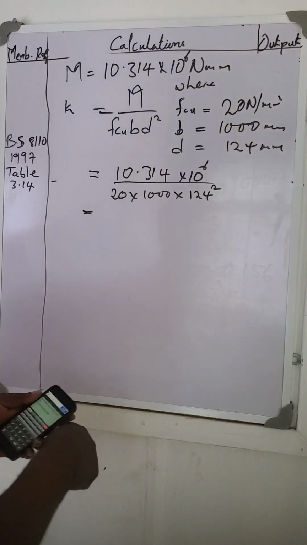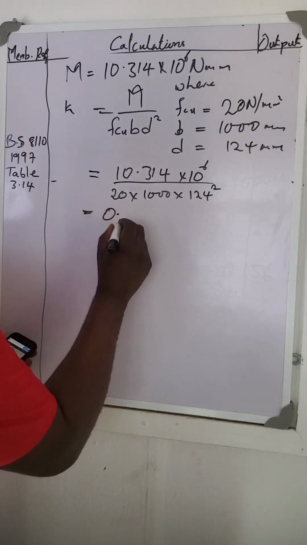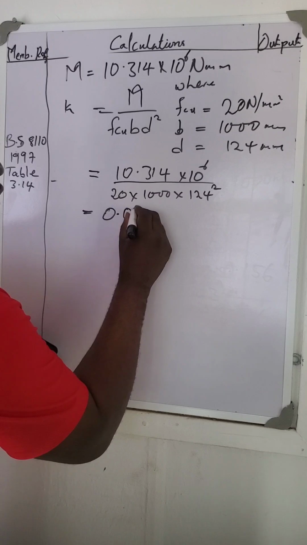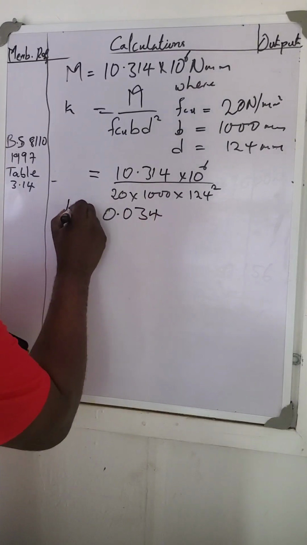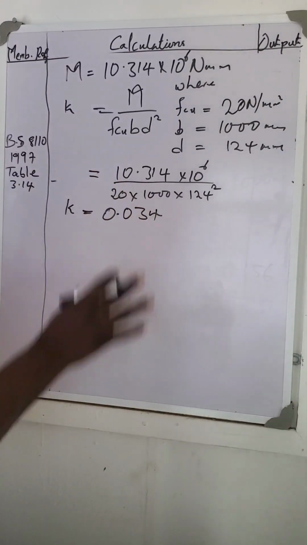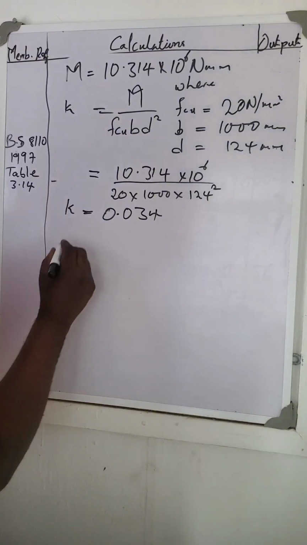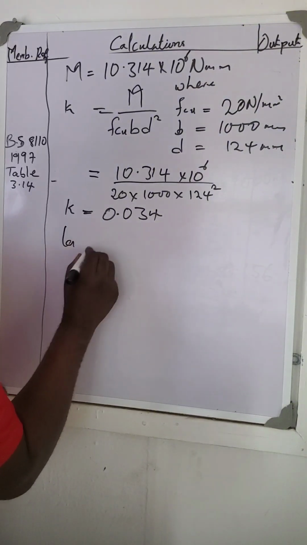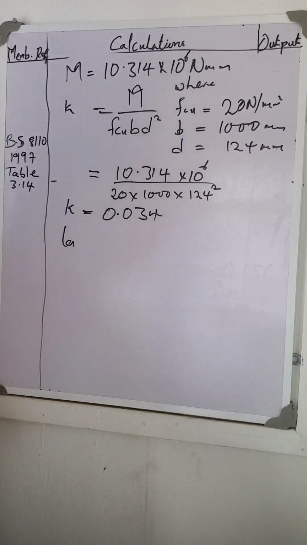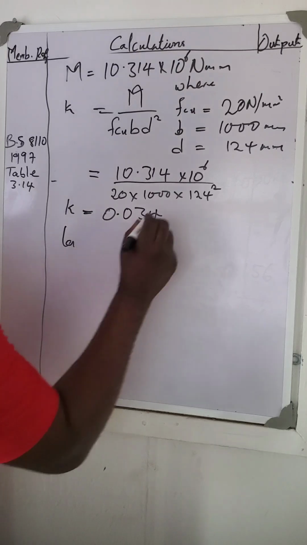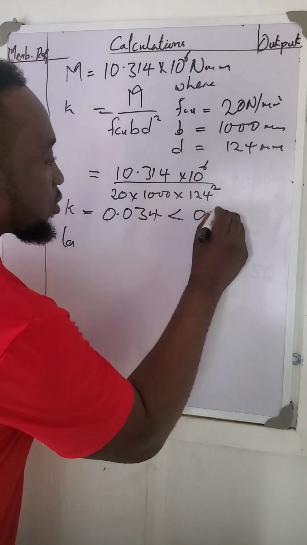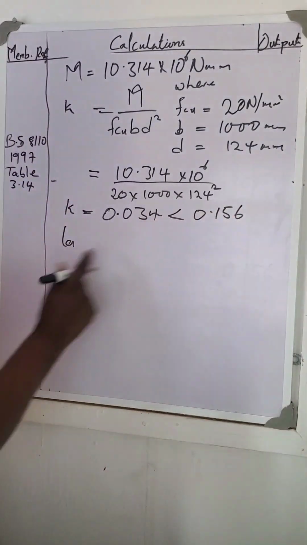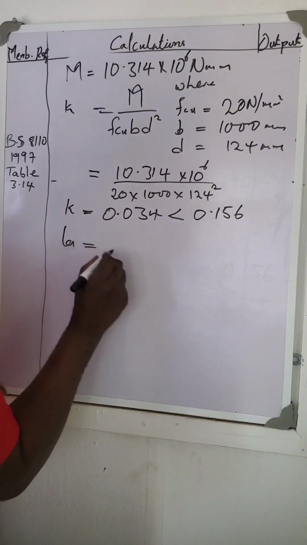This one will give me 0.034 as our K. The next step is getting our lever arm. This one is less than 0.156. This is okay.